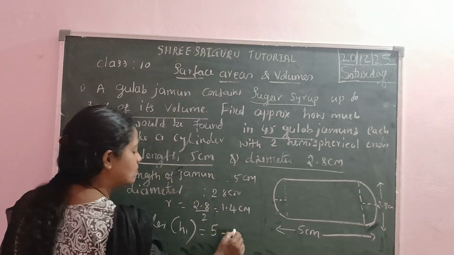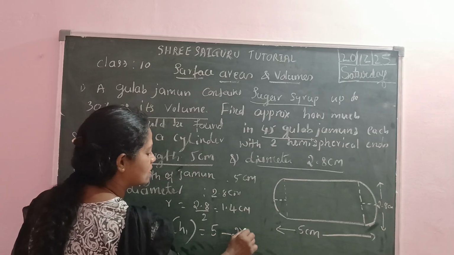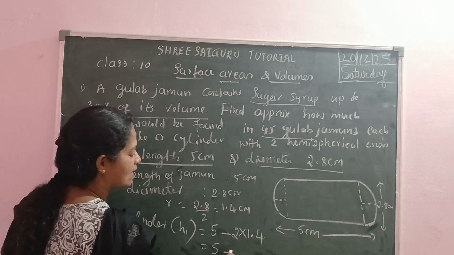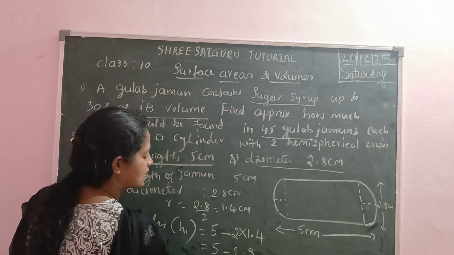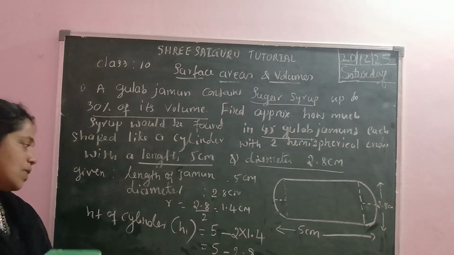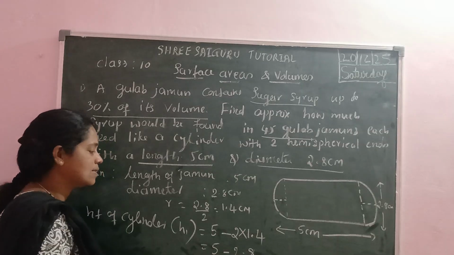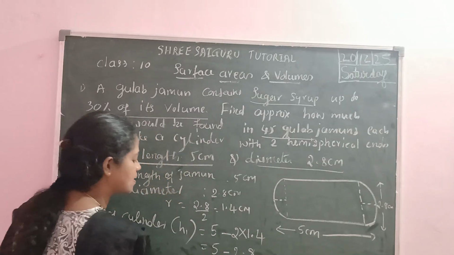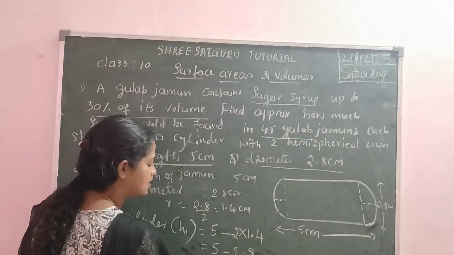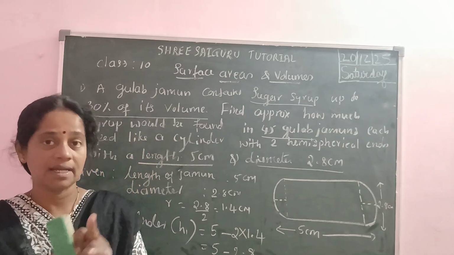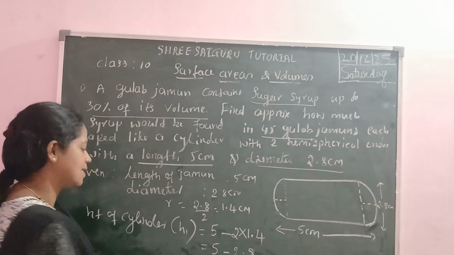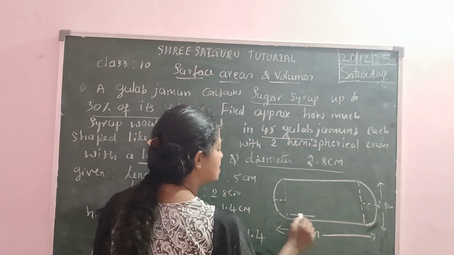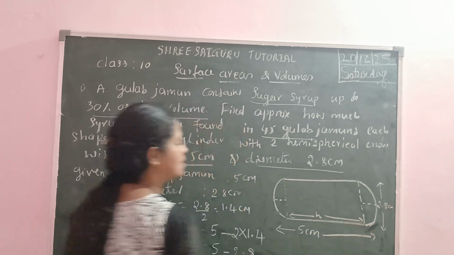Understand? That is 2 into 1.4, 1.4 is the radius. So that is equal to 5 minus 2.8, since 1.4 into 2 is 2.8. That gives 5 minus 2.8 is equal to 2.2 centimeter. This is the height of the cylinder, this is h1. So this part is the height of the cylinder, h1.